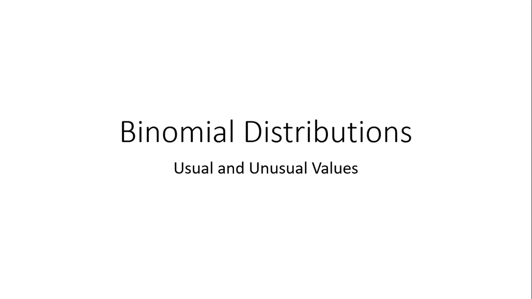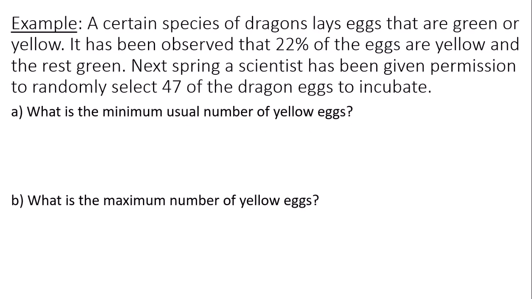This is an example on how to find usual and unusual values of a binomial experiment or binomial distribution. A certain species of dragons lays eggs that are green or yellow. It has been observed that 22% of the eggs are yellow and the rest green.